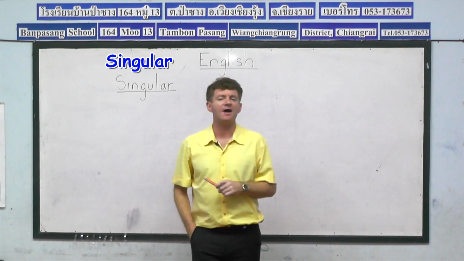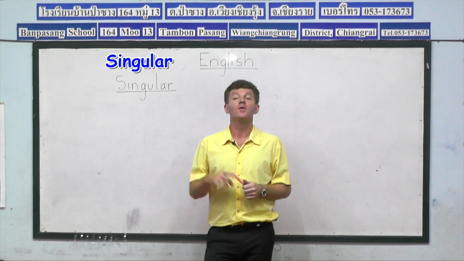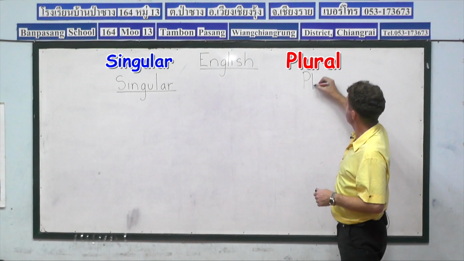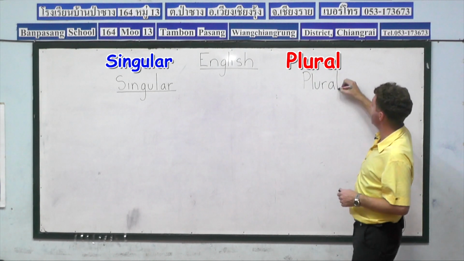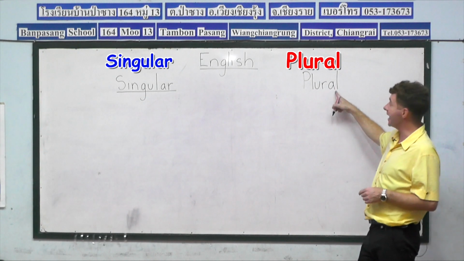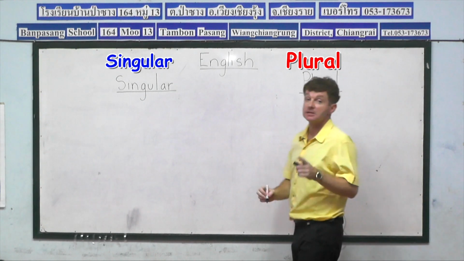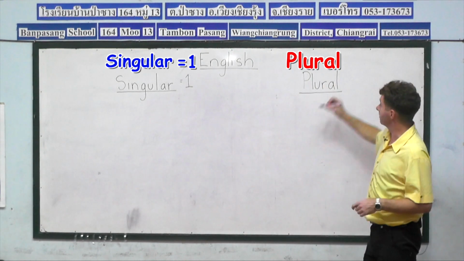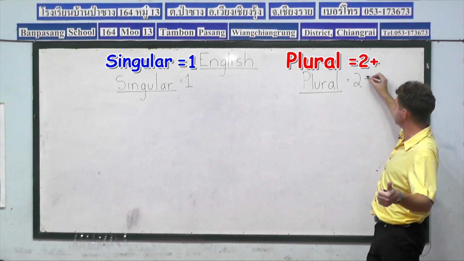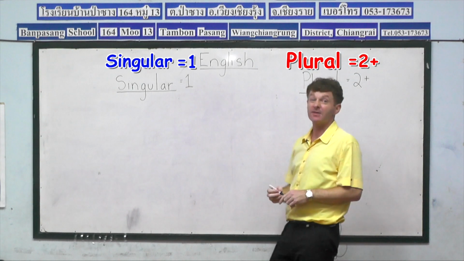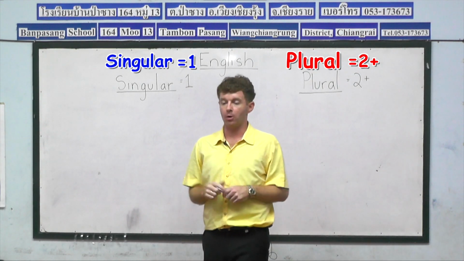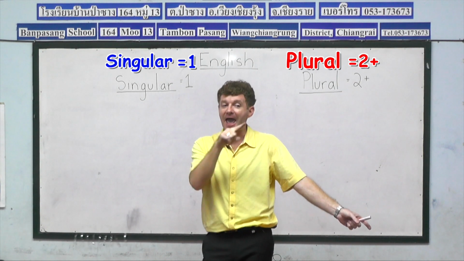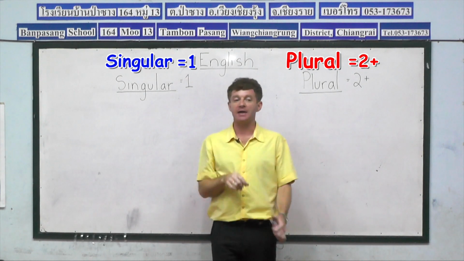But what happens when we have more than one of something? Plural. Excellent. P-L-U-R-A-L. Well done, guys. Singular means 1. Plural means 2 plus. It can be any amount. As long as it's 2 or more, it's plural. And what do we need to add to the ends of words for plural nouns? S. We add S.